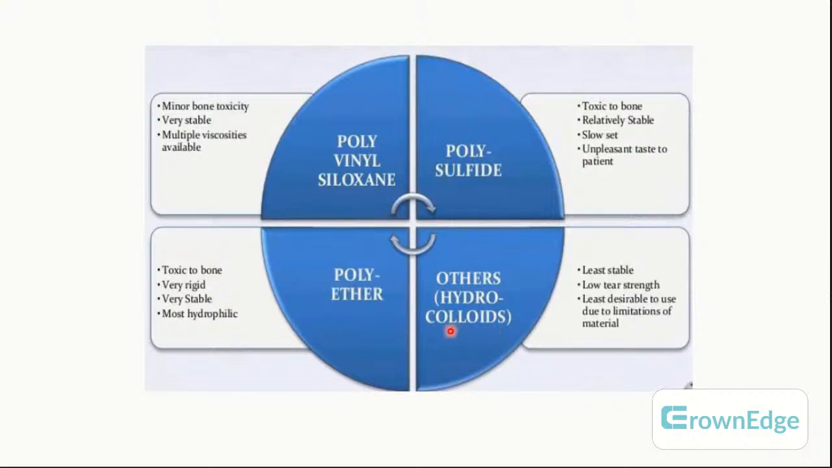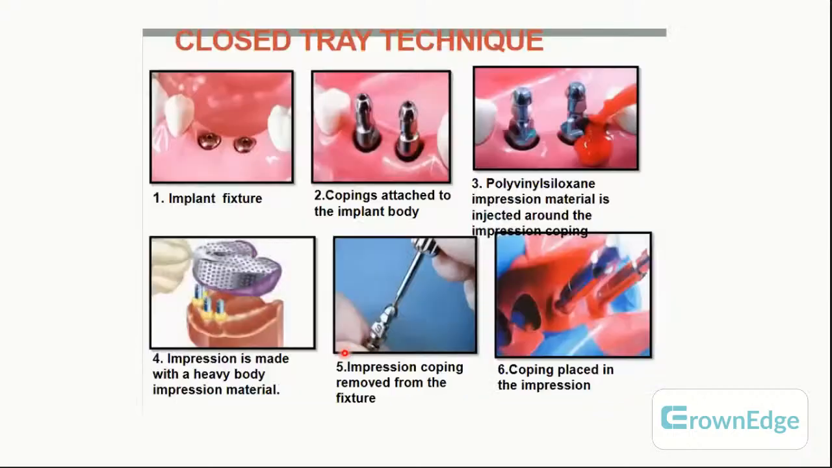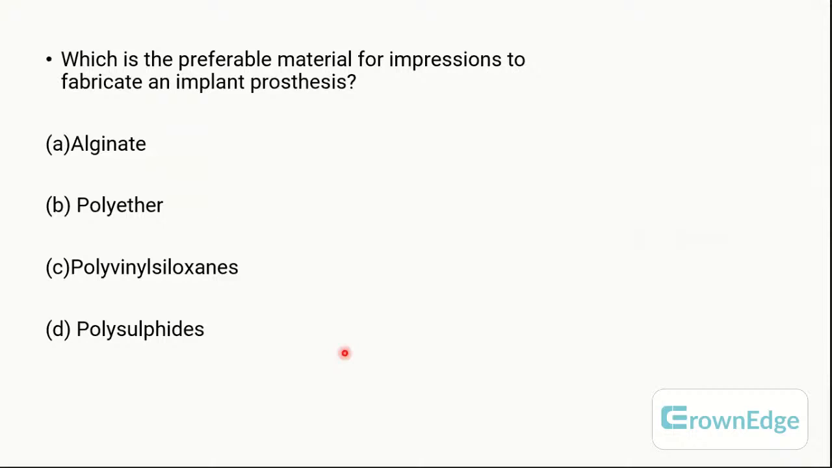With regards to your silicones, your addition silicone is always going to be more superior compared to your condensation silicone. I want you to keep this in your mind whenever you're asked questions about implant impressions as well. Okay. There's one more thing you have to understand, the impression making technique. The answer for this question was polyvinyl siloxane, that was C.